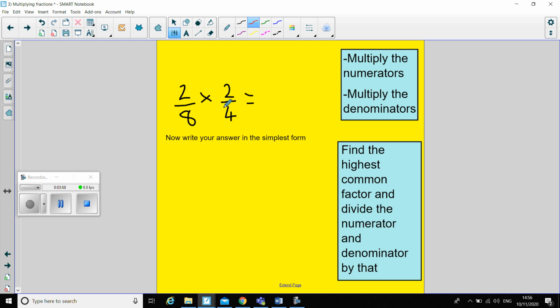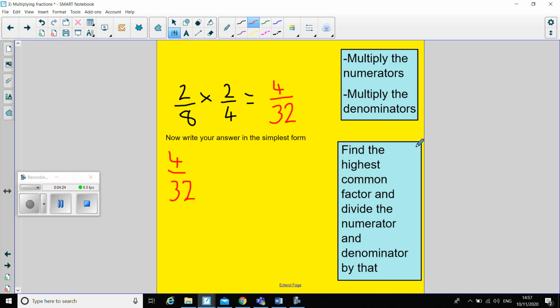So find the answer to 2/8 times 2/4. I'm going to do 2 times 2, which gives me 4 on the top, and 8 times 4 gives me 32 on the bottom. So my answer to that question is 4/32. Then I've got to write that in its simplest form. So I'm just going to write that there, 4/32.